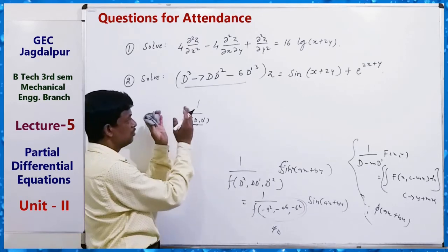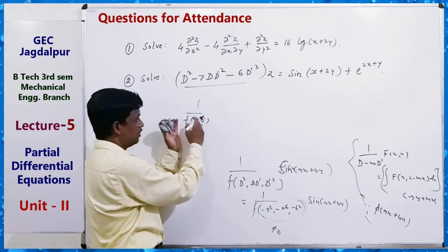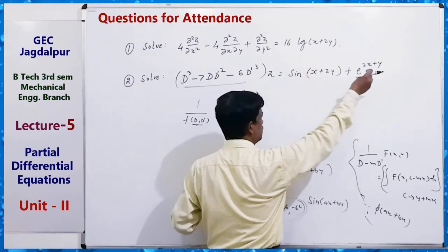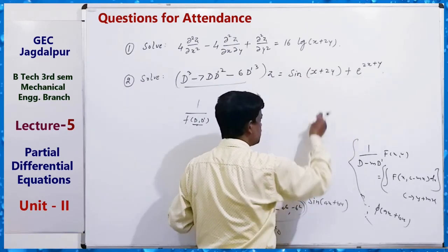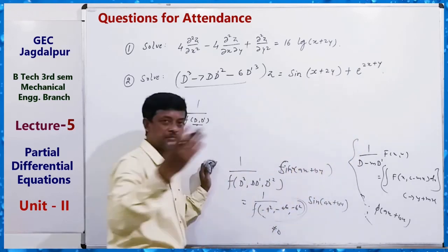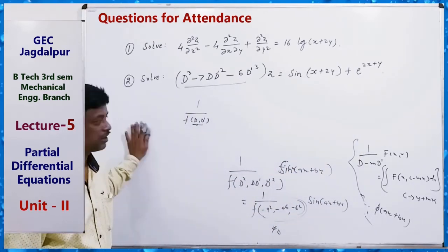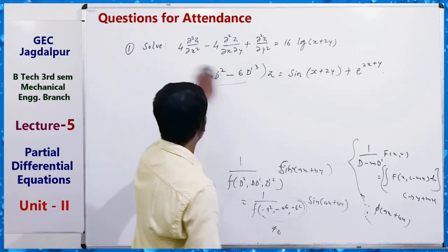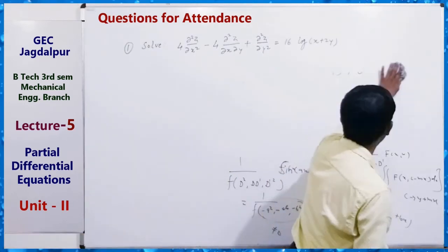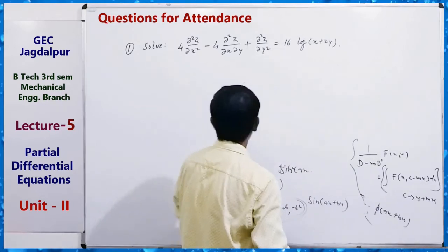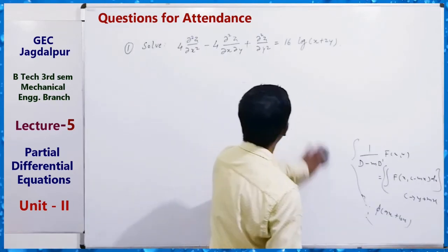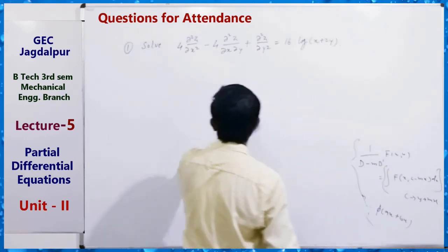This formula will be used. So distribute this in this part and in this part and apply the standard formula. You can get the result PI. Okay, so CF plus PI is the required solution. Now the first question done, remaining one question.